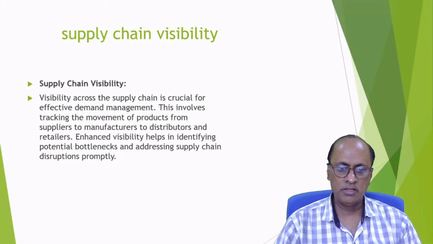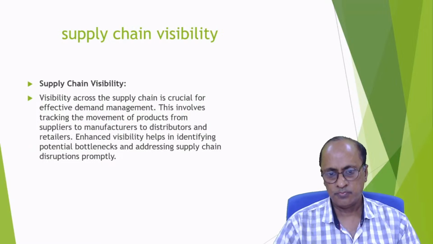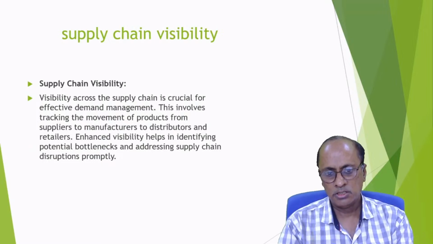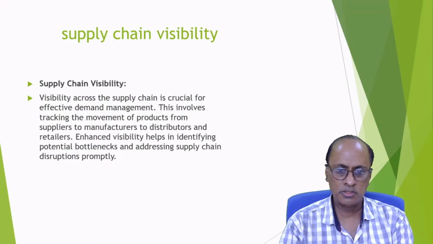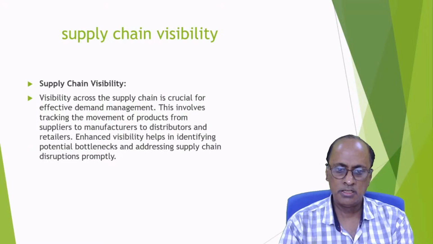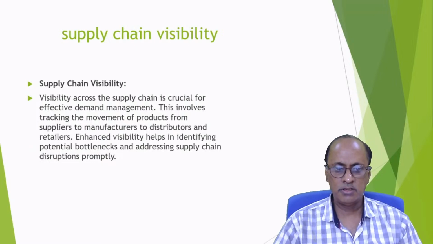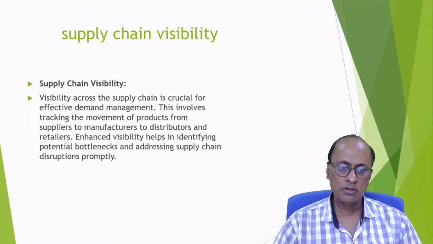Suppose I found that the goods are stuck at the, say, distributor point. So this is a bottleneck. Why is the distributor stuck? Suppose there are some, say, natural calamities in this area, so distribution is not possible to the retailers. So enhanced visibility helps in identifying the potential bottlenecks and how to overcome this disruption promptly.